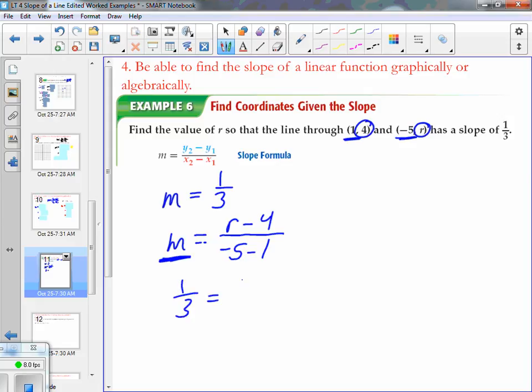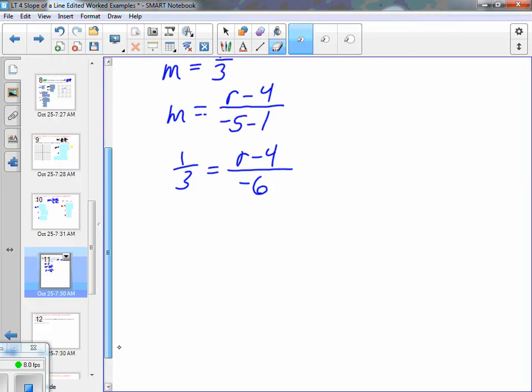So 1/3 equals r minus 4 over, and I'm going to simplify that, negative 5 minus 1. What's negative 5 minus 1? Negative 6, right? And now we have a proportion we can solve. We spent days solving proportions not all that long ago. You guys with me? Let's use cross products.